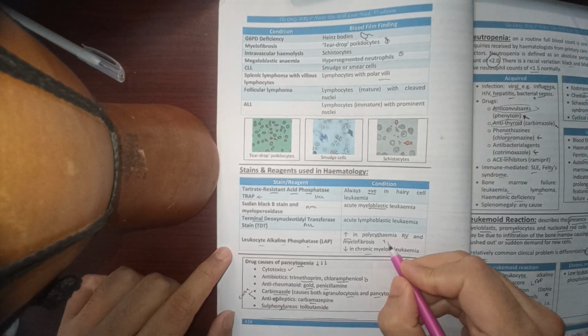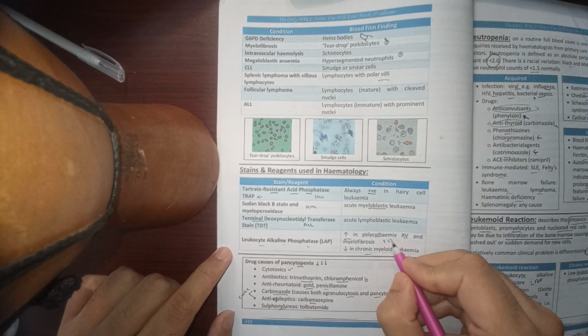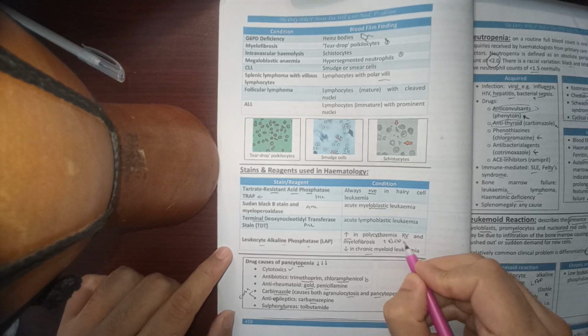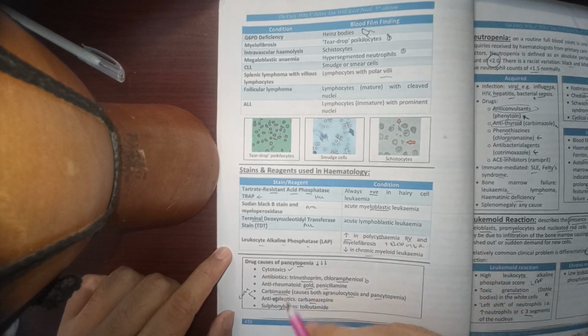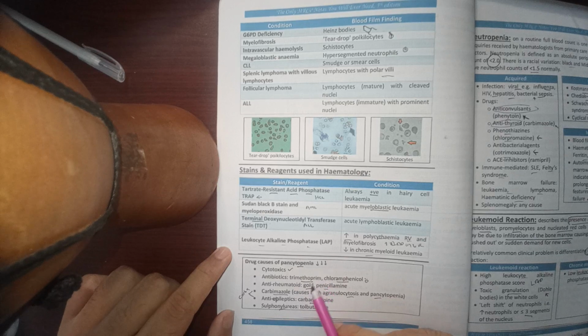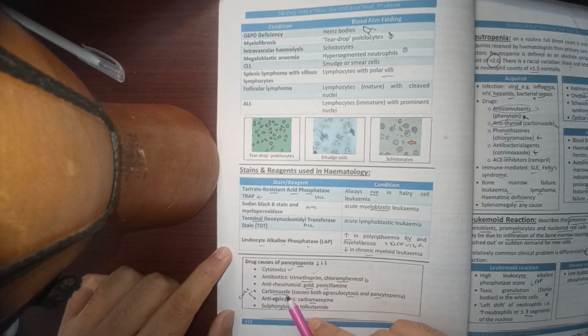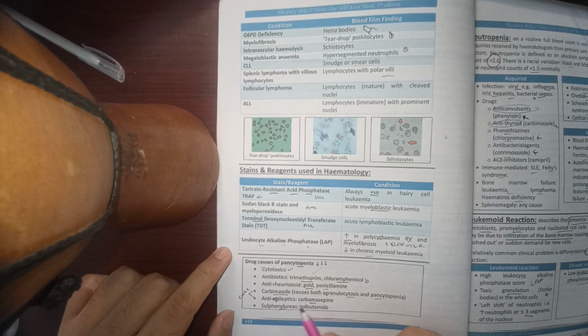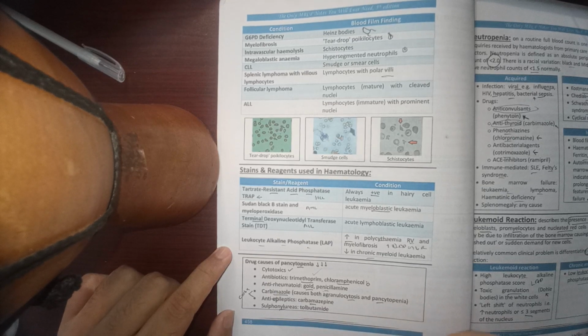High ALP in leukocyte reaction. Okay, drugs that can cause pancytopenia are cytotoxics, antiparasitic trimethoprim, chloramphenicol, anti-rheumatoid penicillamine, all the carbas, carbamazepine, carbimazole, sulfonylurea like tolbutamide, and all these sulfur drugs as well.